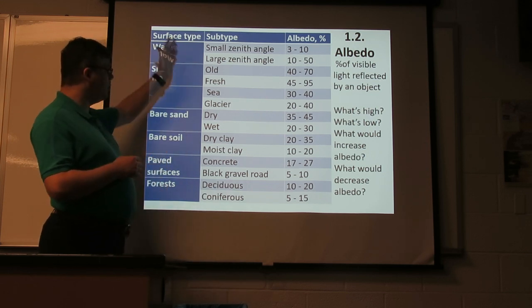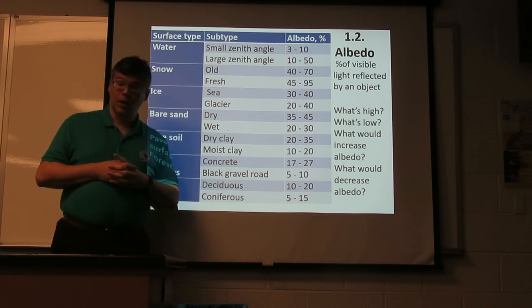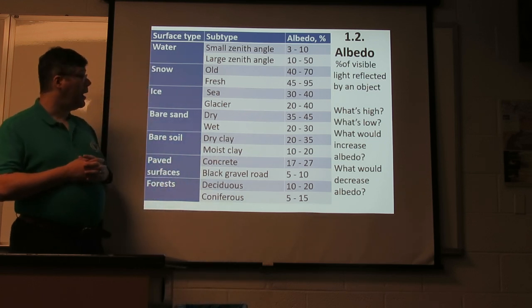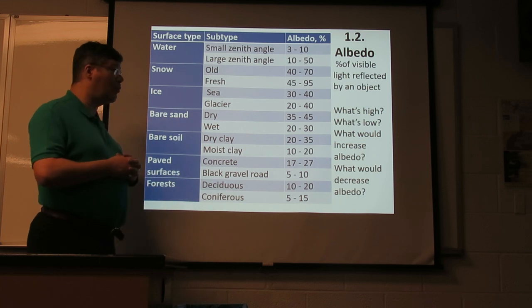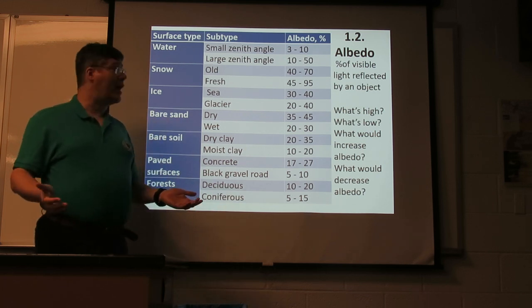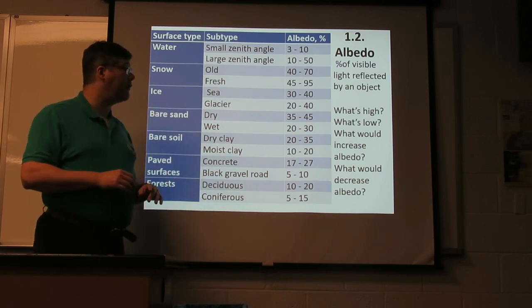And here we have a number of different examples of Earth's surfaces. And no surprise, things that are more white, that's a high albedo. Things that are more black will have a low albedo.